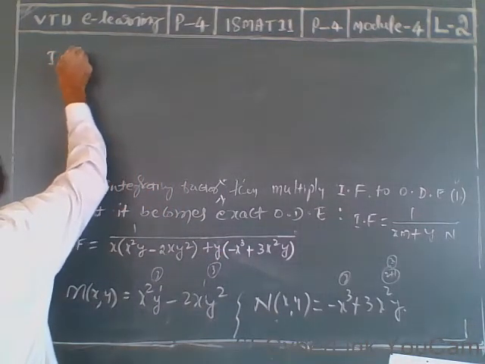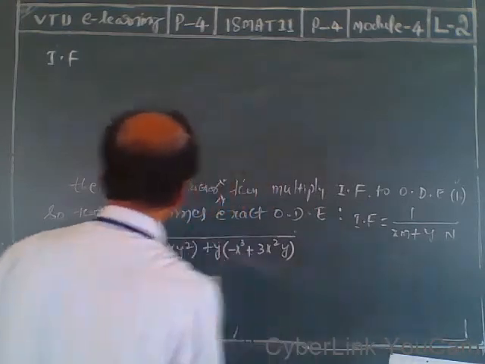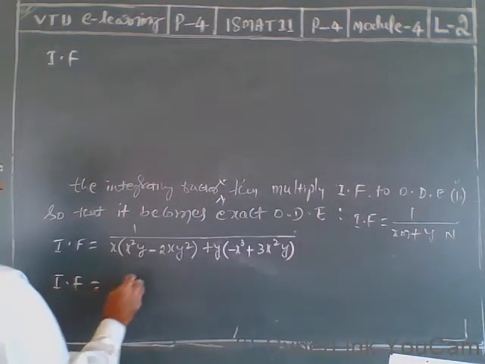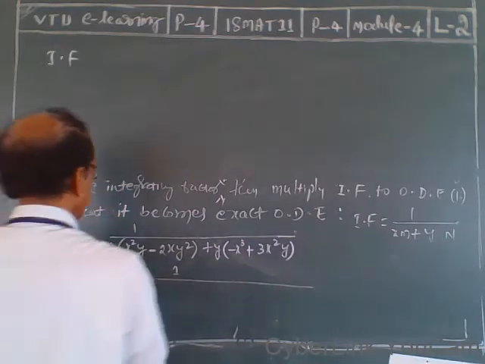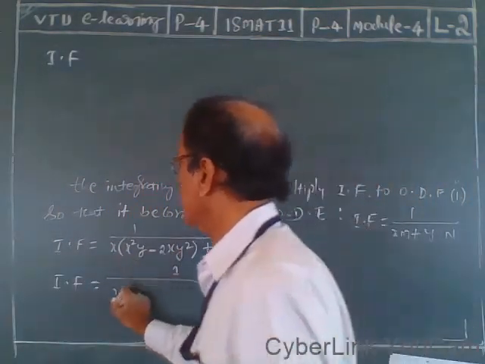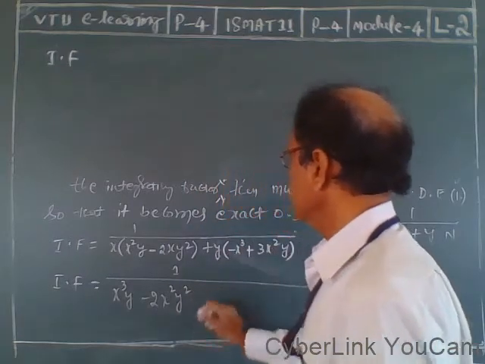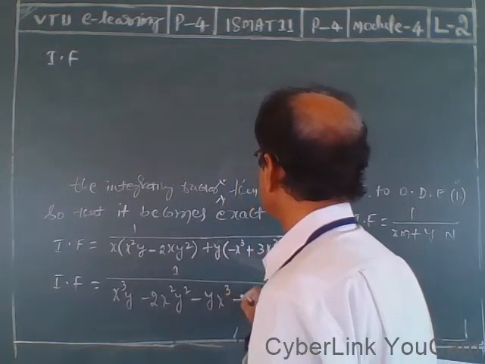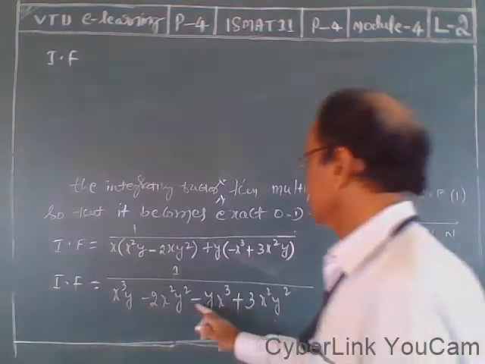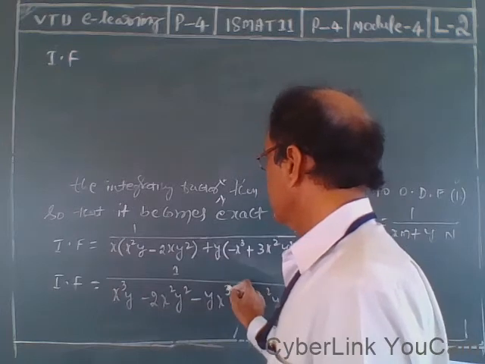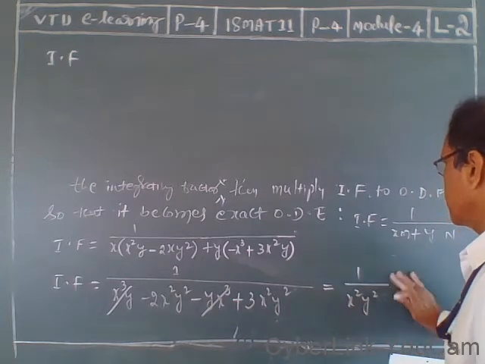Then I have, otherwise here itself can do, I have equal to 1 divided by, all the terms. You release the brackets, you take x multiplication here, then x into x square should be x cube y minus 2 times x square y square minus y into x cube, and plus of 3 times x square into y square, that is x cube y, this one, and x cube y. I think you can cancel these two. Then you are getting 1 divided by x square y square.